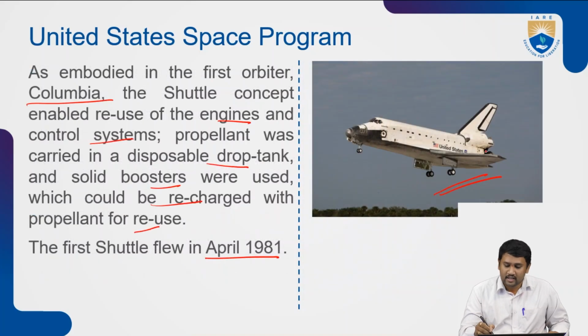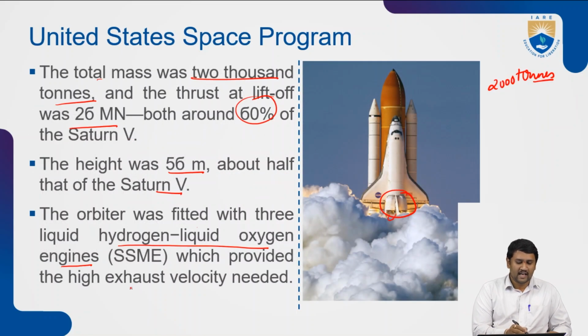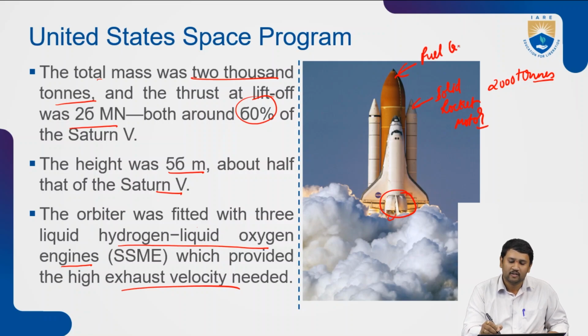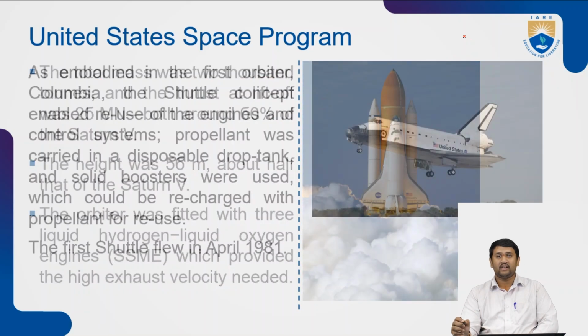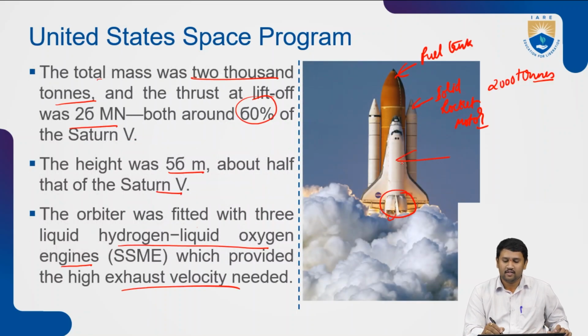Let me just explain. I don't know whether you are able to see this or not. These are your SSME engines, which provided the high exhaust velocity. Let me just break it up. This will be your solid rocket motor. This will be your fuel tank, which we have discussed earlier as the drop tank.